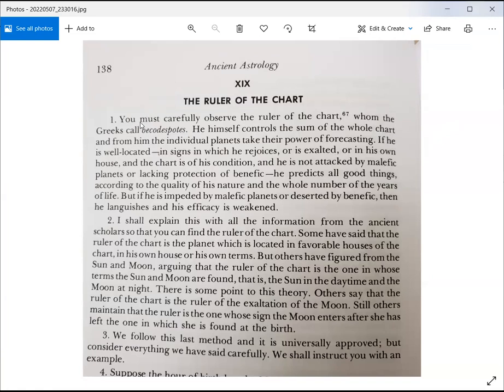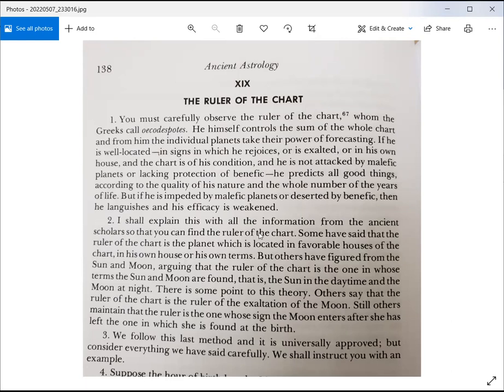He says, you must carefully observe the ruler of the chart, whom the Greeks call oekodespotes. He himself controls the sum of the whole chart, and from him the individual planets take their power of forecasting. If he is well located in signs in which he rejoices or is exalted, or in his own house, and the chart is of his condition, and he is not attacked by malefic planets or lacking protection of benefic, he predicts all good things according to the quality of his nature and the whole number of the years of life. But if he's impeded by malefic planets or deserted by benefic, then he languishes and his efficacy is weakened.